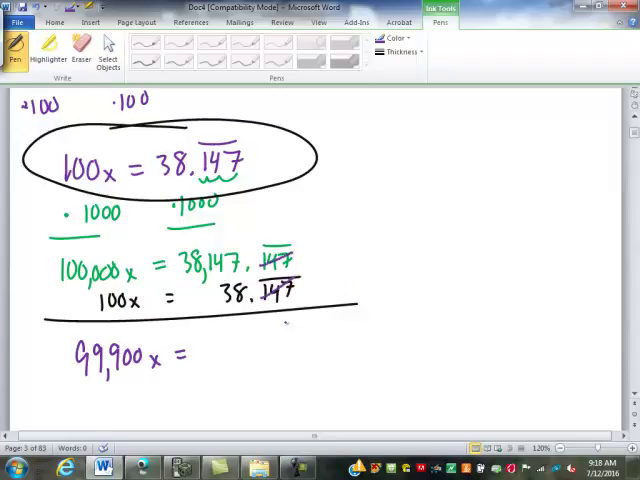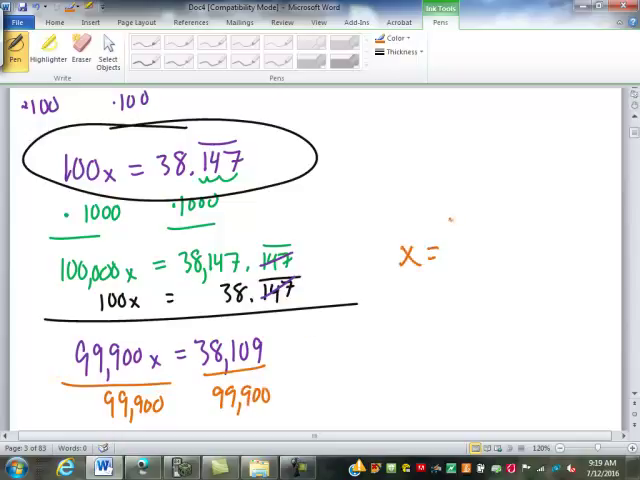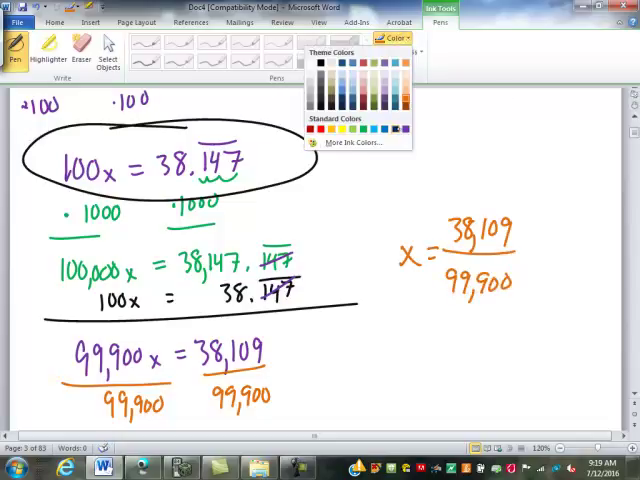Over here, the 0.147 repeating cancels out. 38,147 minus 38 is 38,109. And then I'm going to get x by itself by dividing by 99,900. So x is 38,109 divided by 99,900. Can that be reduced?